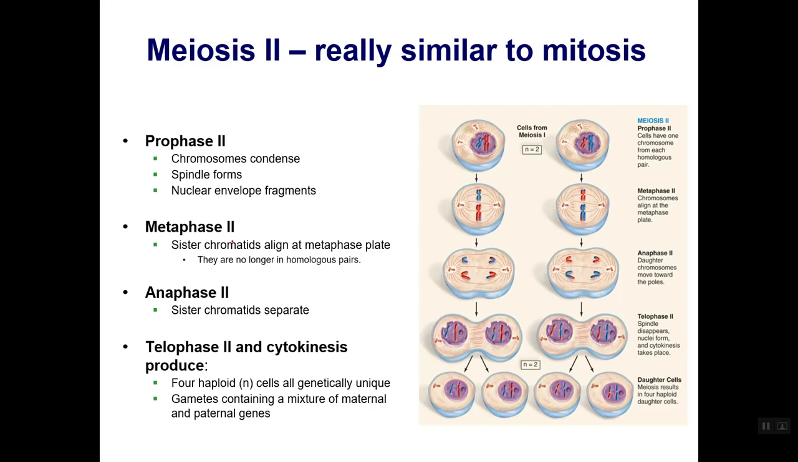In metaphase 2, the sister chromatids align at the metaphase plate, just like in mitosis. They're no longer in homologous pairs like in meiosis 1. You can also see crossing over has occurred, something that doesn't happen in mitosis. In anaphase, the sister chromatids separate and move apart.